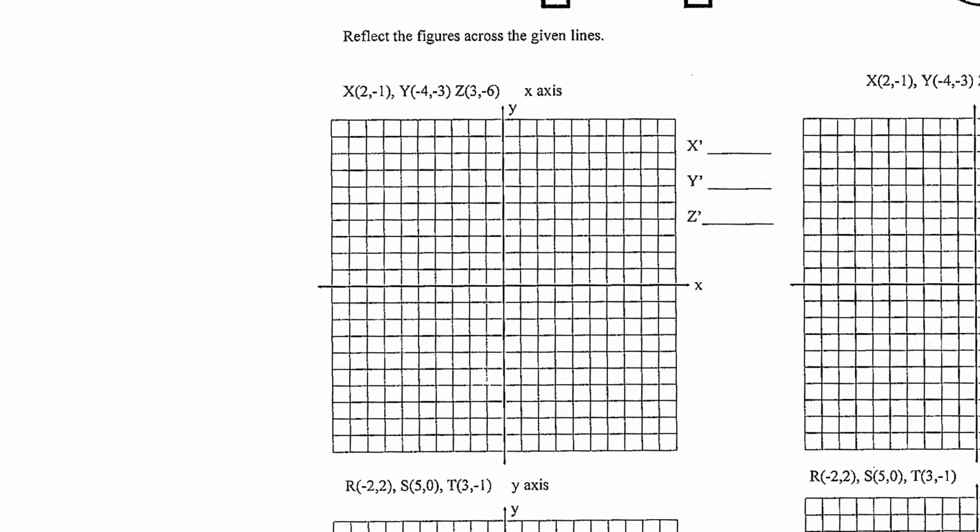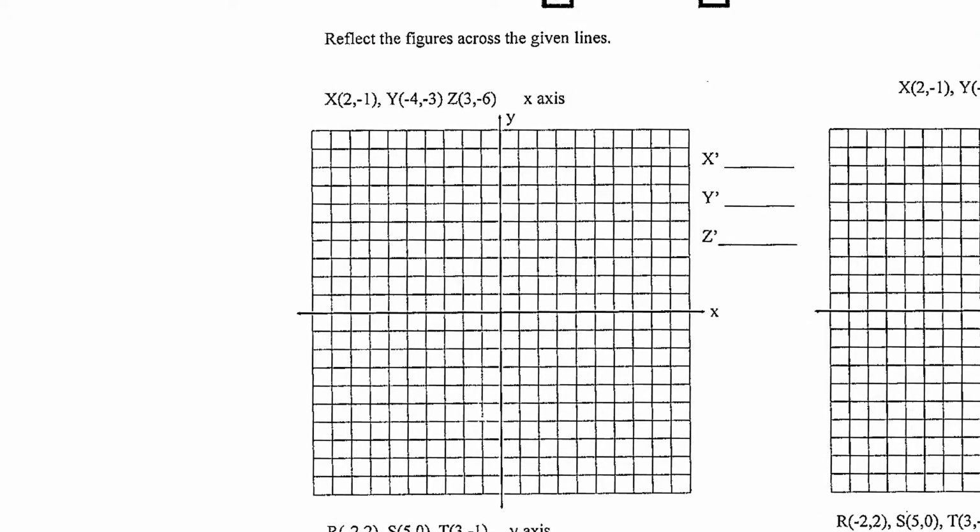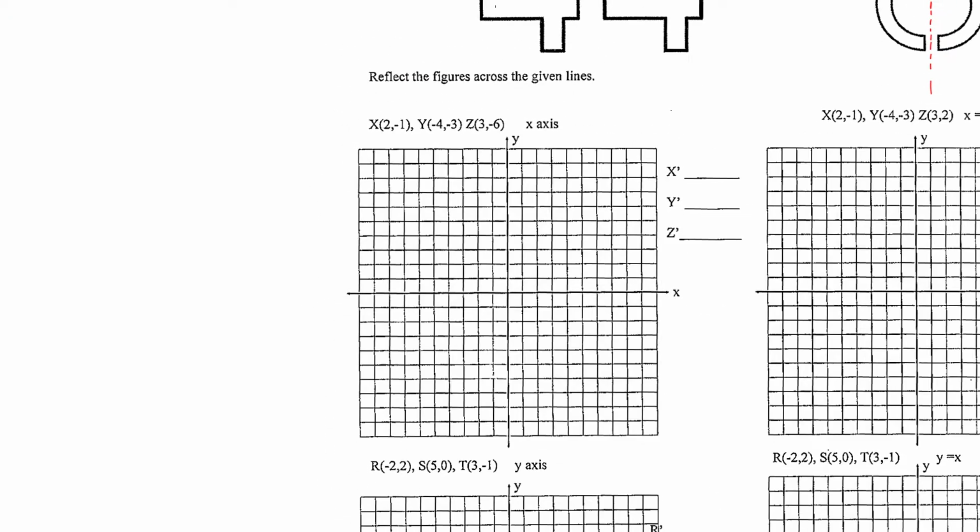Okay, so what I want you to do, and only do this on the first one because I'm going to change it on the next ones, is go ahead and plot those 3 points, X, Y, and Z on that grid. There's the origin right there. Plot those 3 points, X, Y, and Z on this grid.